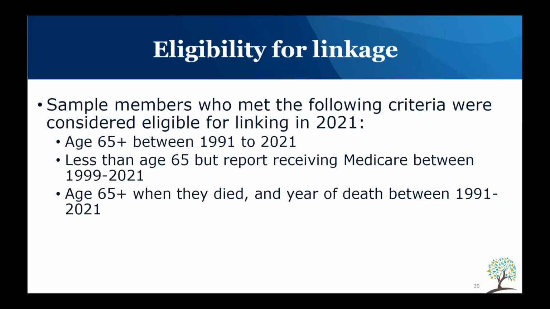If they were less than 65, they need to have reported receiving Medicare. So that is a survey question where we ask about the receipt of Medicare. If they received Medicare between 1999 and 2021, they are also considered eligible, even if they're under age 65. And then we also look for people who are 65 and over when they died and have a year of death between 1991 and 2021. And taken together, this is our sample of eligible individuals, eligible for linkage. Next slide.